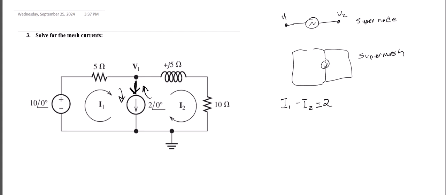And then our mesh equation, because it's a super mesh, I can just write one equation going around the outside of everything, will be minus 10 from my voltage source plus 5I1 plus j5I2 plus 10I2 equals 0. I'm going to pause and give y'all time after each step to catch my mistakes.